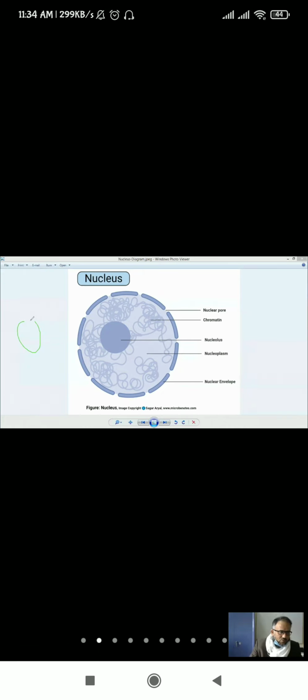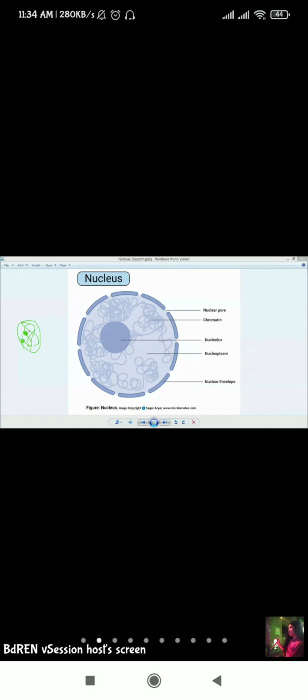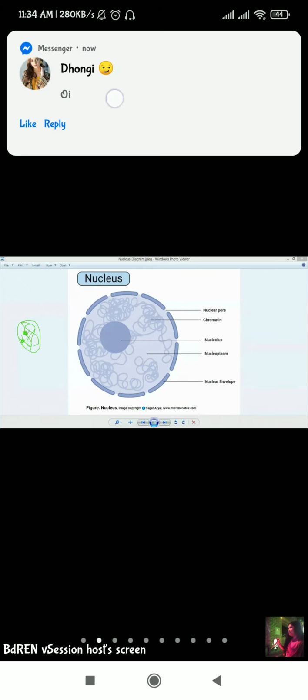If it is a nucleus, just if it is a nucleolus, definitely the nucleolus is attached with a particular chromatin. It will not be like this. Okay, this is not accepted. Definitely it is attached to particular chromosomes, or chromatin fibers. Remember this one.